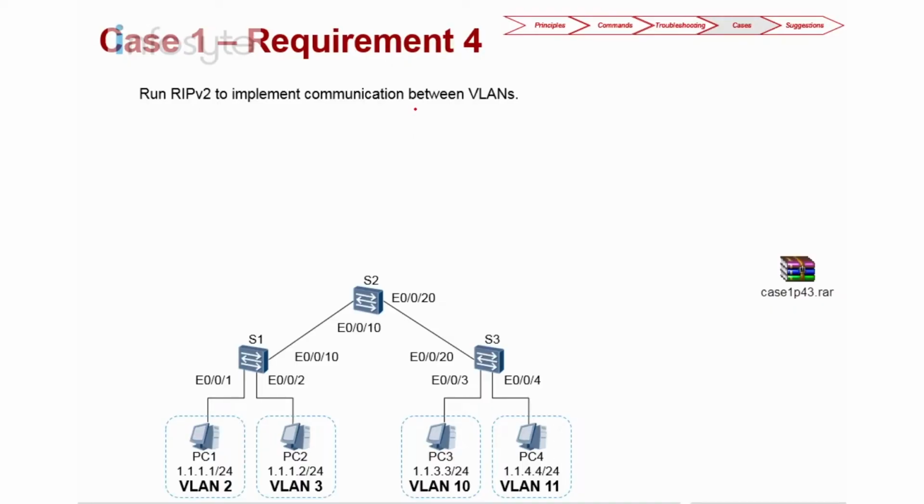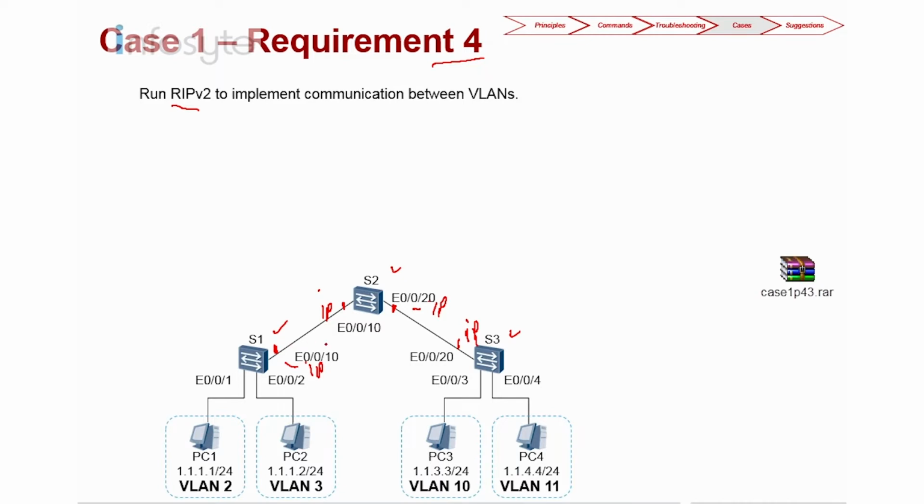Alright, so now we have the last requirement, number 4. Here we need to configure RIP. Okay, now for us to configure RIP, all the switches, so on switch 1, switch 2 and switch 3, they need to be able to have layer 3 communication. And for us to configure the layer 3 communication, we need to have an interface that allows us to have an IP address here on both sides.